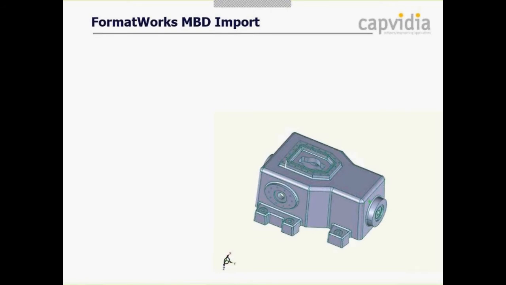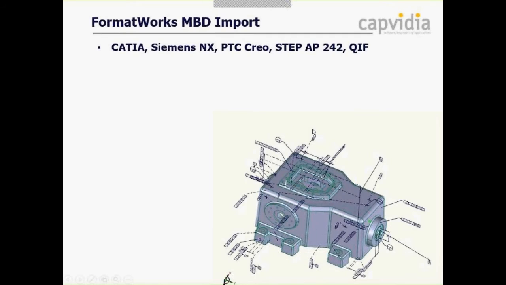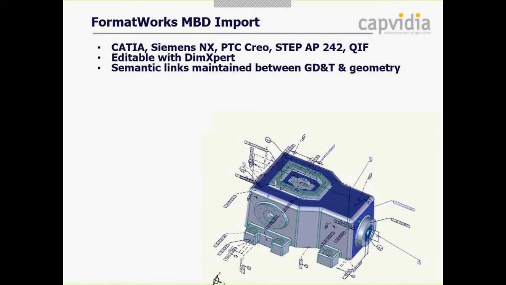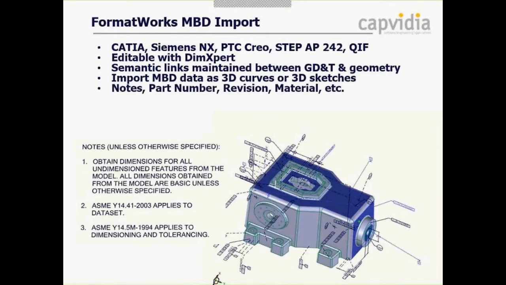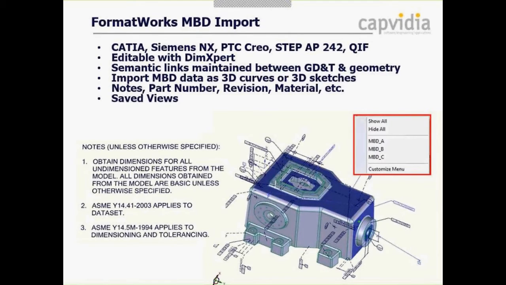So let's talk a little bit about what we provide. You have our basic CAD model. As I said, we can import the MBD from any CAD source. It's editable within DimXpert, as I just said. Of course, we maintain the semantic links between the GD&T and the geometry. We can also import this data as curves or sketches, as I said earlier. We bring in the part number, notes, revision, all the metadata, and we also bring all the saved views in, which is also important because that's a lot of times how the MBD information is relayed to you, so you can work with it inside of SOLIDWORKS.